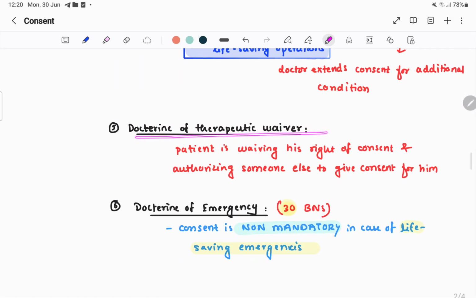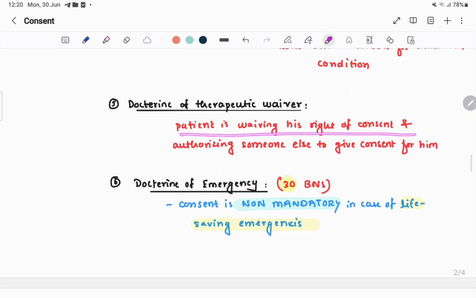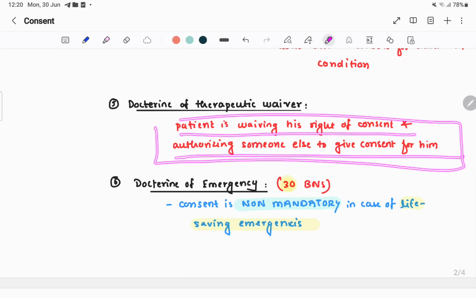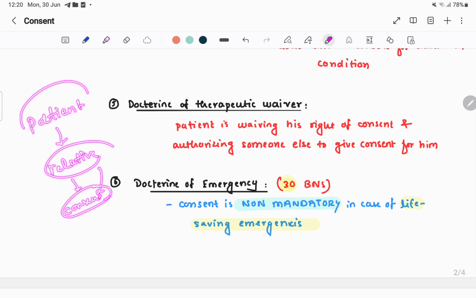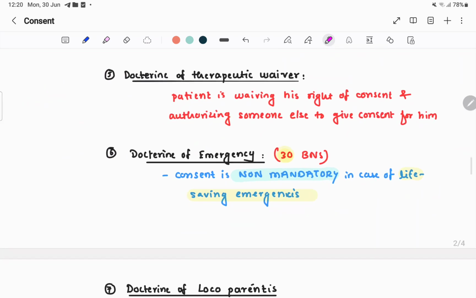Doctrine of therapeutic waiver. The patient is waiving his right of consent and authorizing someone else to give consent for him. It means the patient has deputed a relative to give consent. So the relative will give the consent, and you don't need to ask the patient again and again.